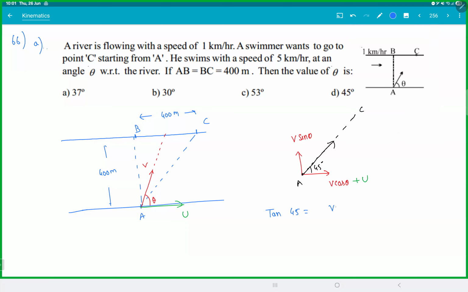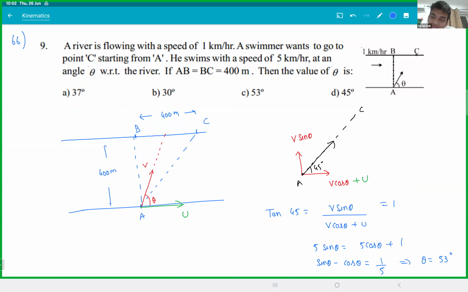Therefore, tan 45 is equal to V sine theta over V cos theta plus u. This is 1. V is 5. 5 sine theta is equal to 5 cos theta plus 1. There, I think you can clearly see theta 53 is the only thing that satisfies here. Sine theta minus cos theta is equal to 1 by 5. You can use trigonometry to solve, but simplest thing, put the angles and finish it off. Is this clear, everyone?